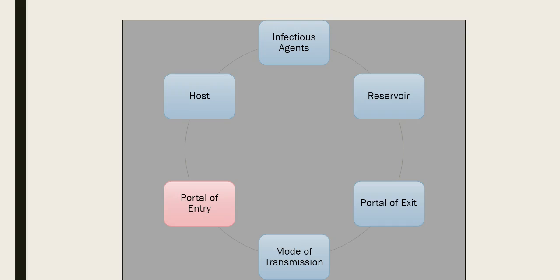And the host, remember, has to be susceptible to the condition or disease. So if, for example, measles or mumps are prevalent in a community, but the host has been vaccinated, the host is not susceptible. So just because all these elements are there, if the host is not susceptible, you cannot spread the disease.